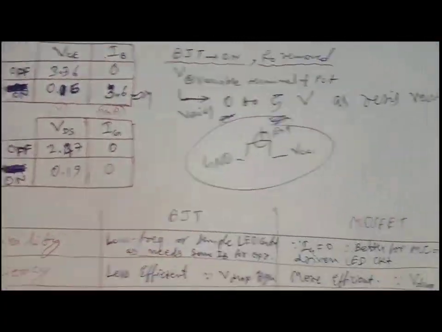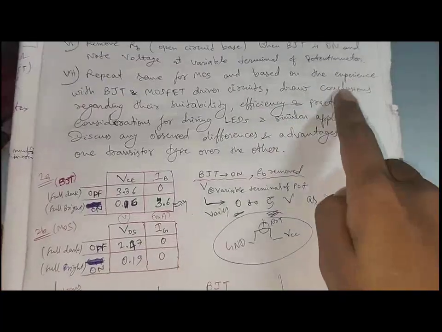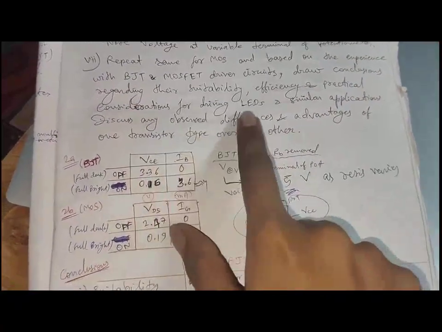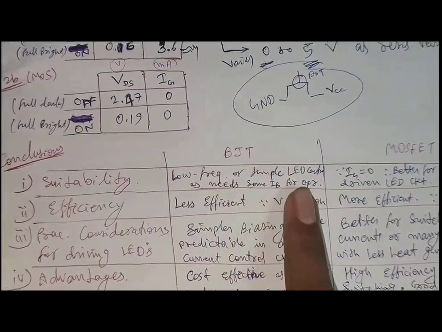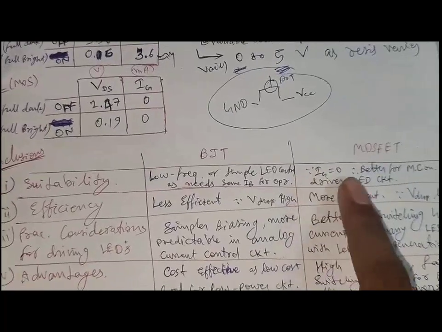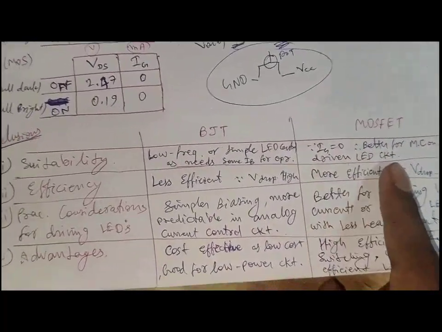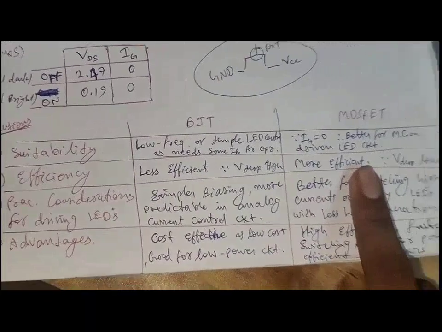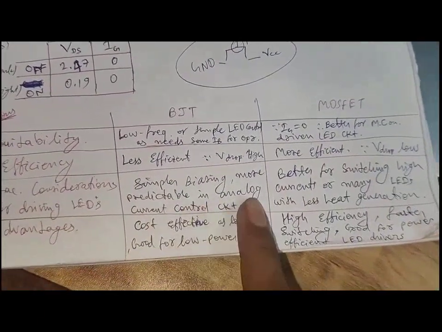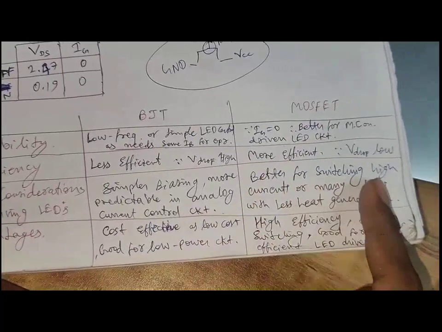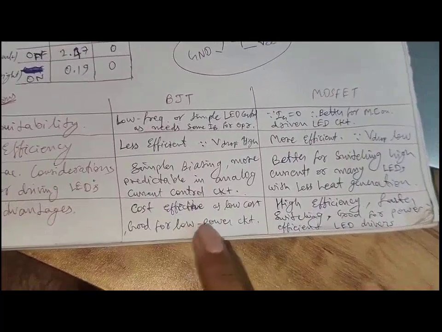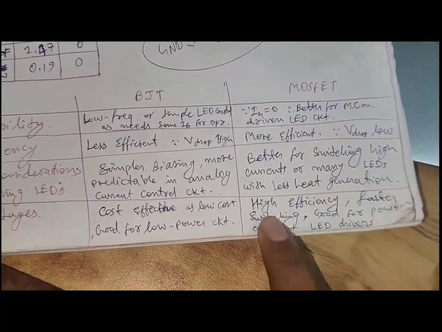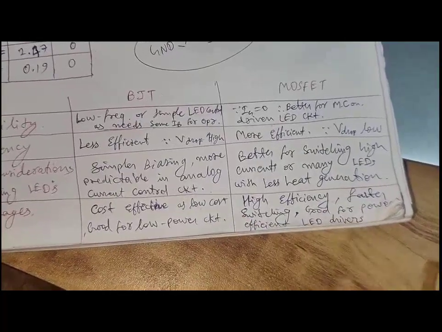Now we are going to the conclusion part. You can see the suitability of BJT: low frequency and simple LED operations. MOSFET has IG 0, better for LED driver circuit efficiency: BJT low efficient, MOSFET high efficient. In practical conditions, biasing and all, MOSFET is better for high current, many LEDs and heat generation. Advantages: cost effective and low power, high efficient, faster switching, good for power dissipation. Now we are going to the LDR control circuit.